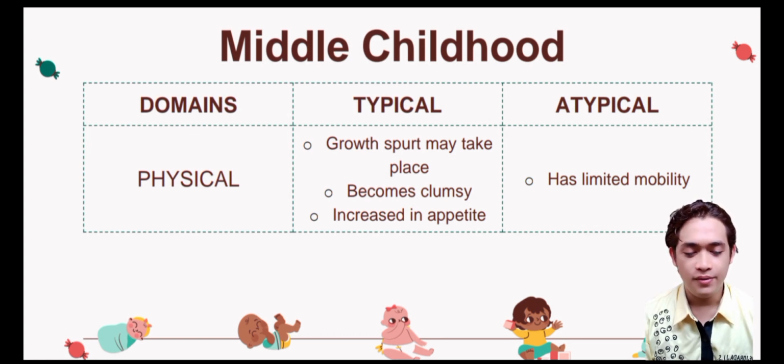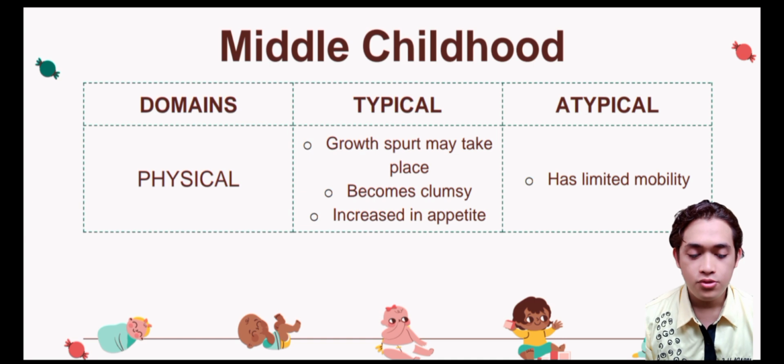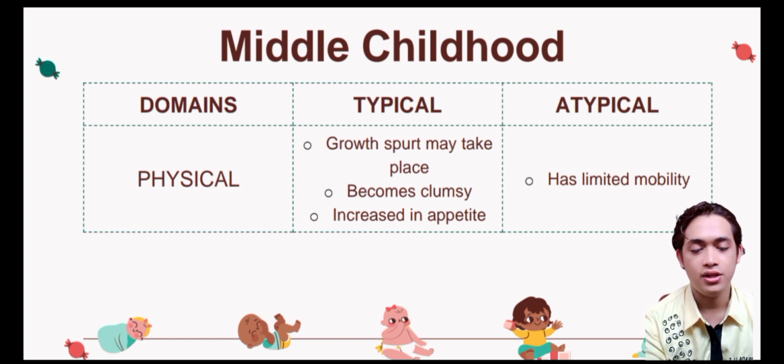For the physical domain, the typical development of a child is that a growth spurt may take place. They become more clumsy, and there is an increase in appetite. Now that is for the typical development. The atypical development is that they may have limited mobility.